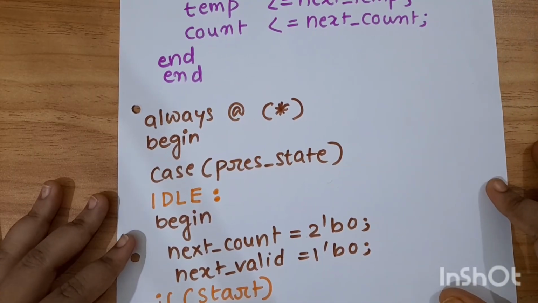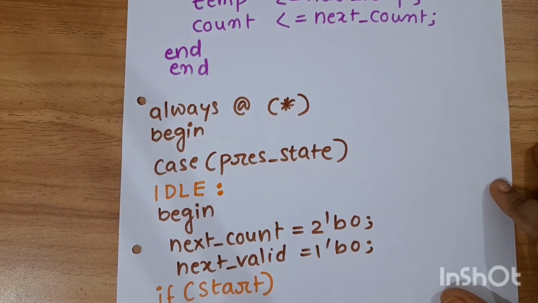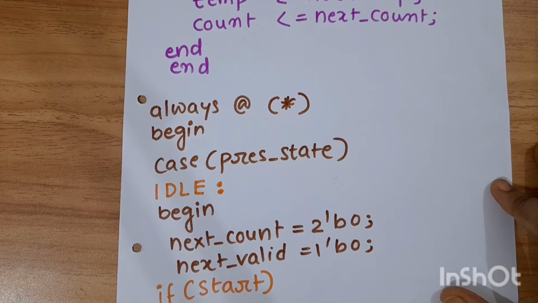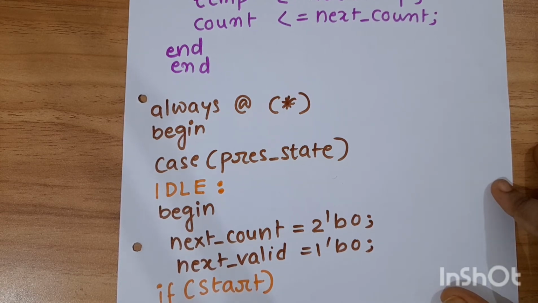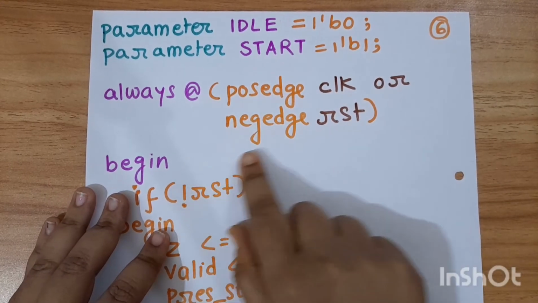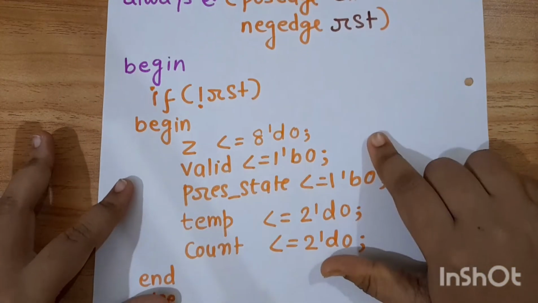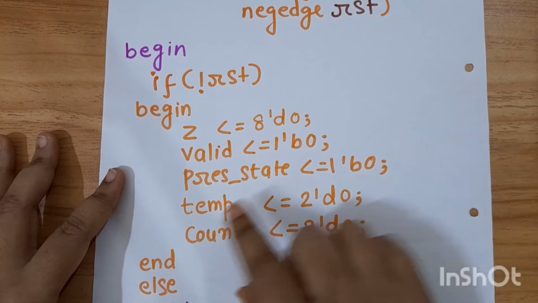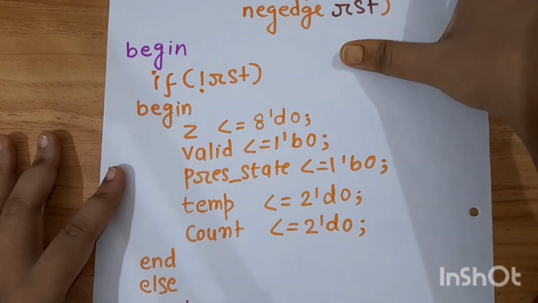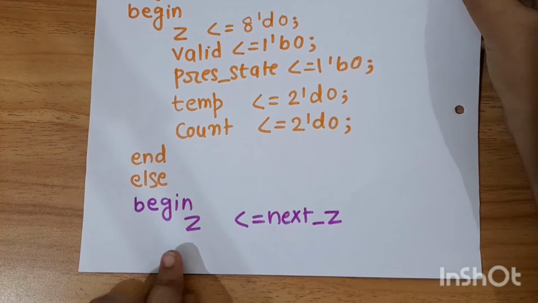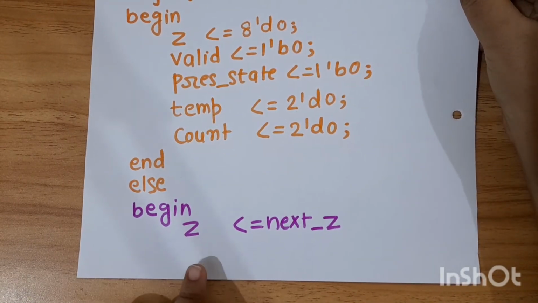Please note, always is a procedural block which runs parallelly. All the blocks in the Verilog code which are always, they will run at the same time. They will run simultaneously. They will run parallelly. This always block, at the posedge of the clock or negedge of the reset, we check for the reset. If the reset is there, we initialize all the register values to 0. Okay, if the reset is not there, we initialize the register value with the next Z.